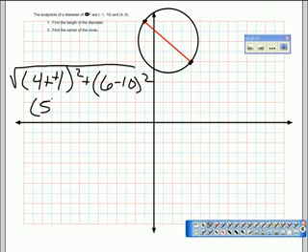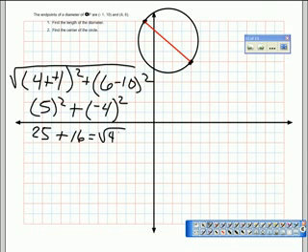4 plus 1, 5, squared. Plus 6 minus 10, negative 4, squared. 5 squared is 25, plus negative 4 squared is 16. Square root of 41, just 6.4. So the length of the diameter is 6.4 units, whatever they are.